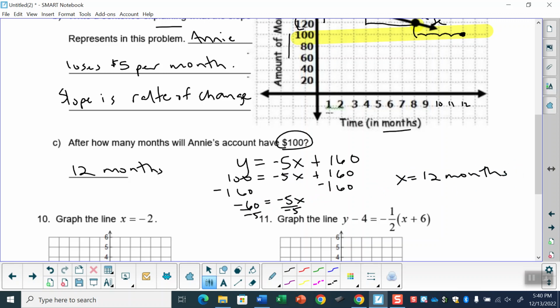So if you wanted to do it purely algebraically with an equation, you could do that, or you could look on the graph and see that at 12 months, I'm going to have $100.